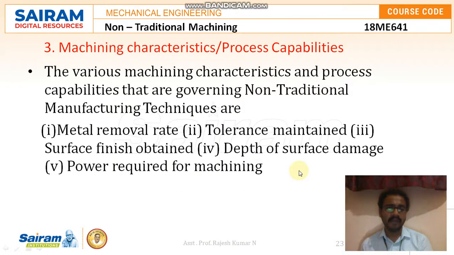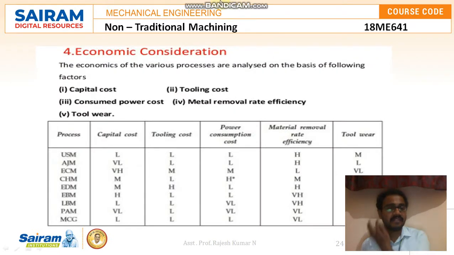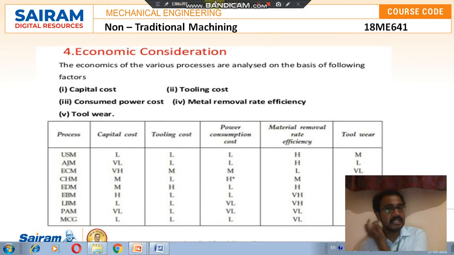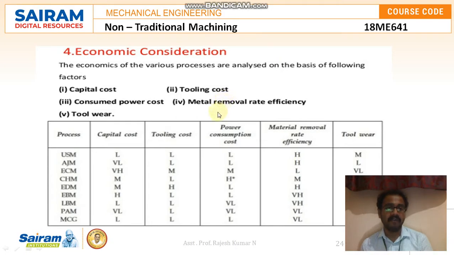And moving to the third one, the machining characteristics or the process capabilities. The various machining characteristics and process capabilities that govern non-traditional manufacturing techniques are metal removal rate, tolerance maintained, surface finish obtained, depth of surface damage, and power required for machining. These are the machining characteristics. We should keep all these five process capabilities, or characteristics, in mind while doing the machining.